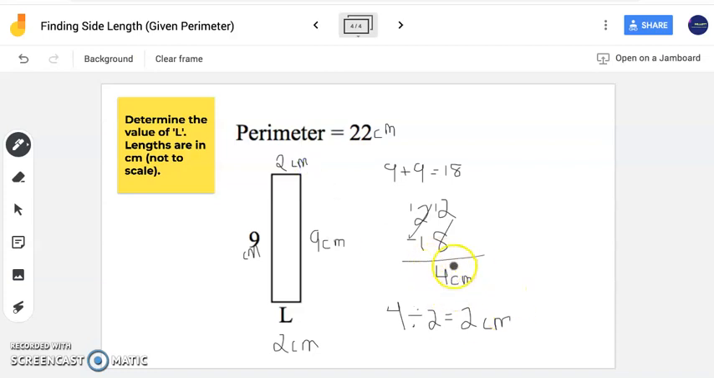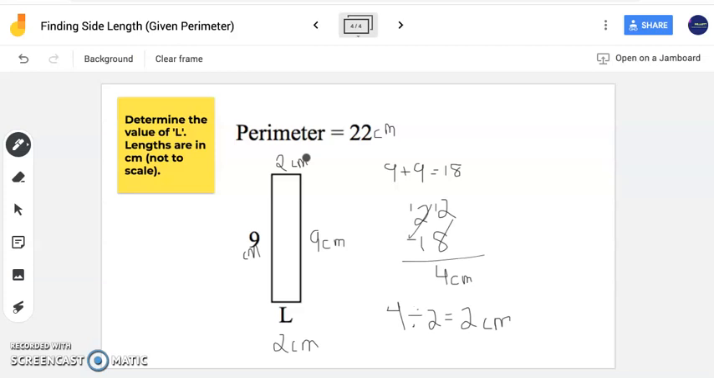So this value of 4 was representing this width and this width, but we need to find the individual width, which is why we're doing division. So now we're going to confirm that this is correct. 9 plus 9 is 18. 18 plus 2 is 20. 20 plus 2 is 22 centimeters.